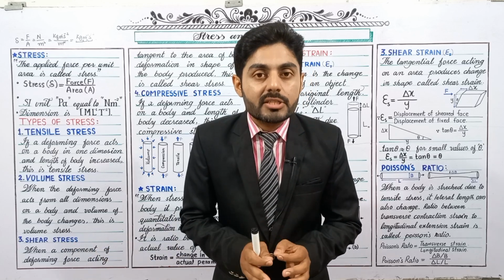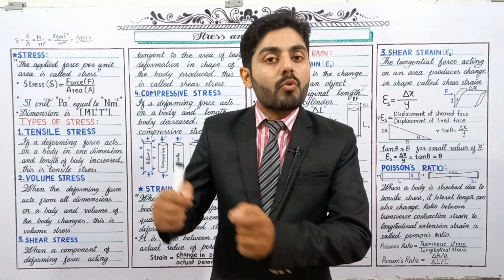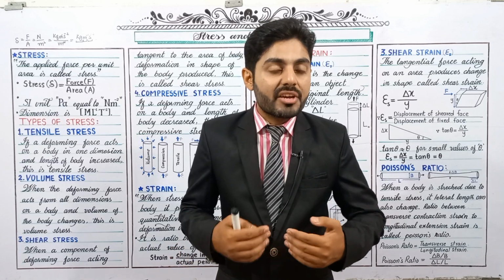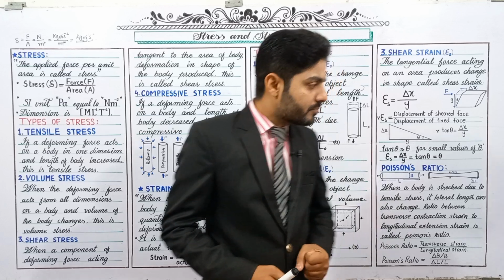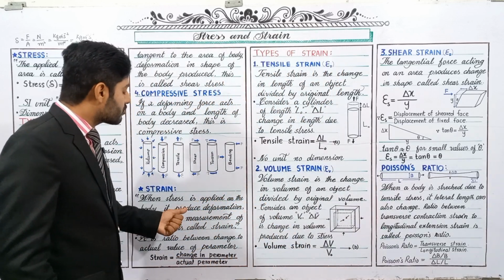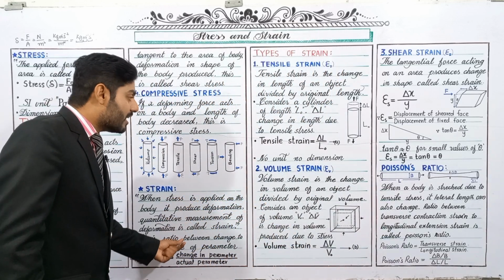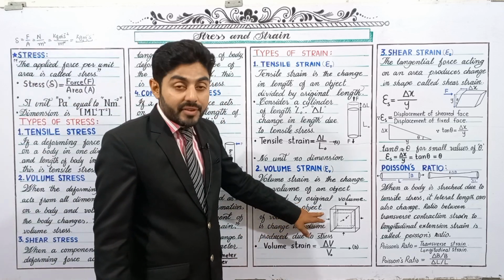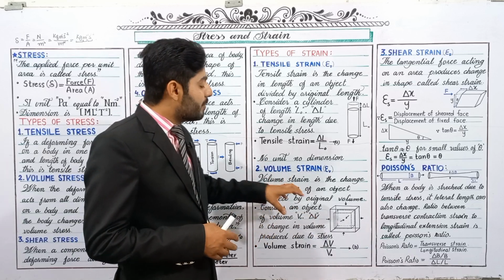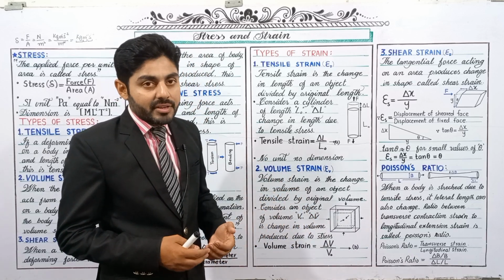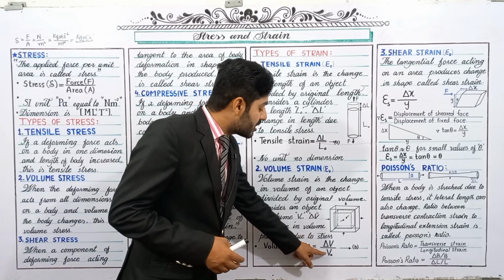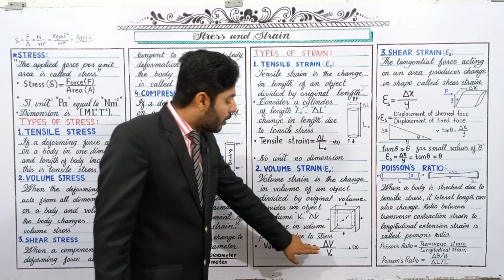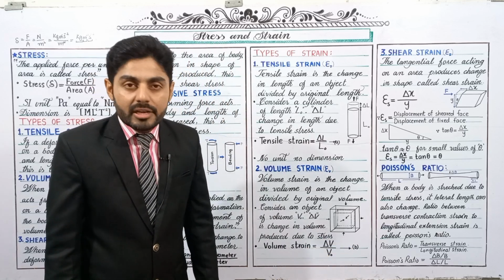That is the reason we compare the change with the original, so that we can understand whether this change is greater or smaller. That's why we compare change in length with the original length, and change in volume with the original volume. So the same is the case here. The original volume was V, and we applied the volumetric stress. There is a change in volume, delta V. So the ratio of change in volume to original volume is basically volume strain. How much change in volume is produced with respect to the original volume.